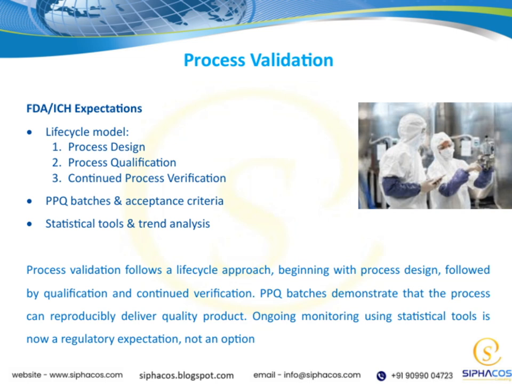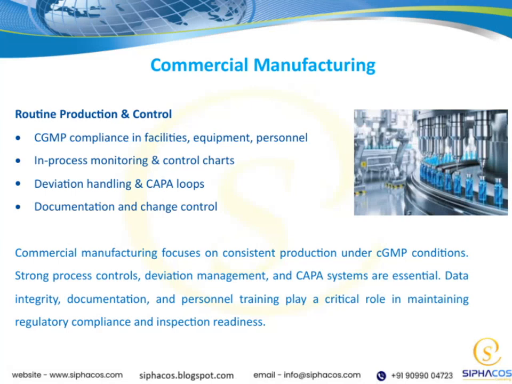We set acceptance criteria for these batches to verify success. Lastly, statistical tools and trend analysis are now essential. They help us interpret data from ongoing monitoring, identify any deviations early, and ensure the process stays in control. This approach, emphasizing continuous oversight, aligns with current regulatory expectations and underscores the importance of a proactive quality mindset throughout the product lifecycle. Now let's talk about commercial manufacturing.